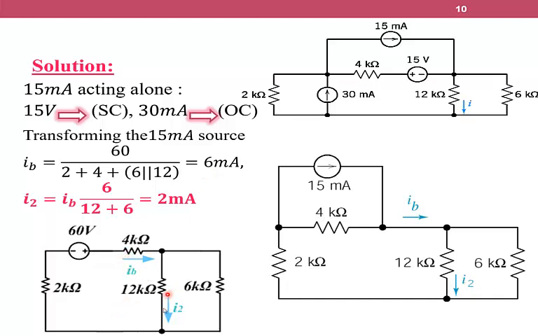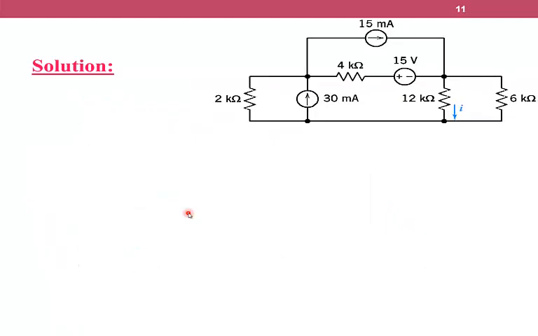From IB, we are going to calculate I2. I2 from the current divider rule will be 6, which is IB, multiplied by 6 kilo ohm over 12 plus 6, which will give us 2 milliamperes.